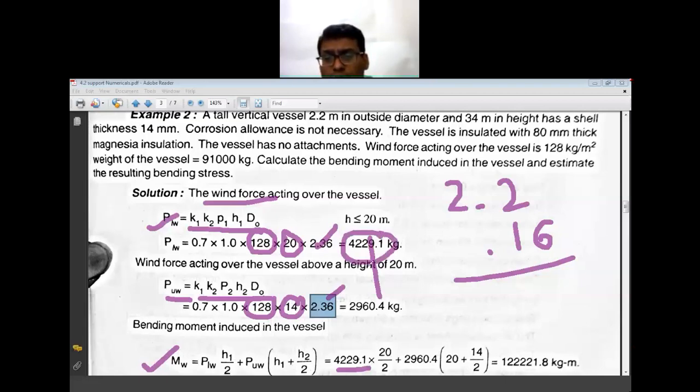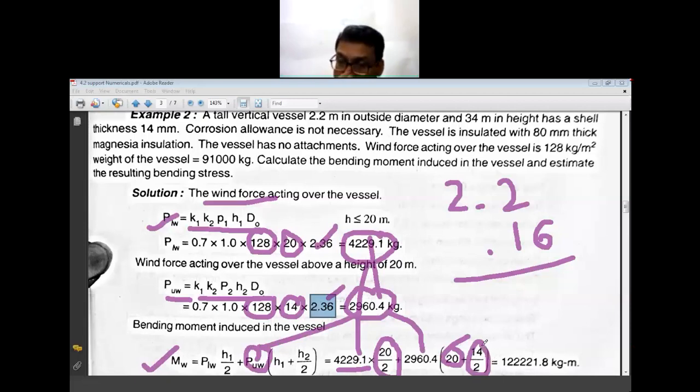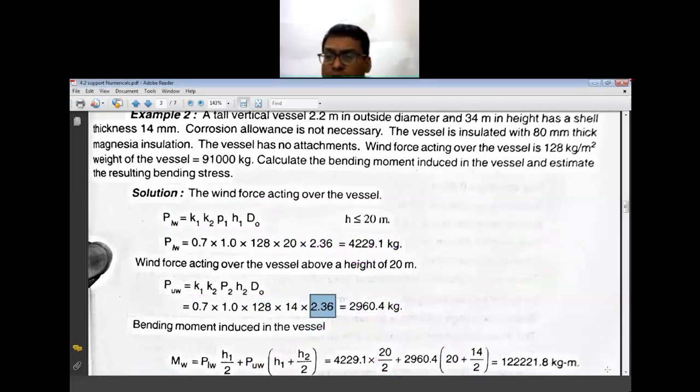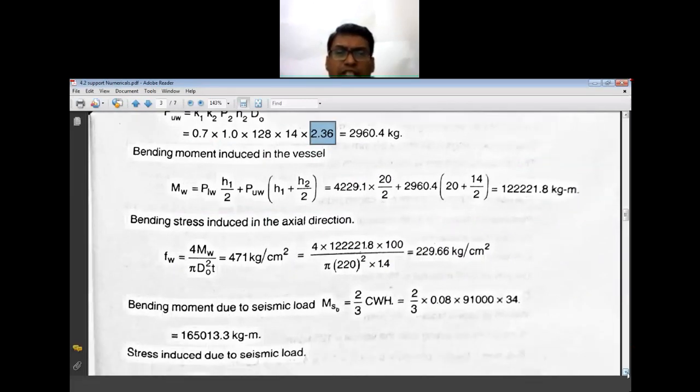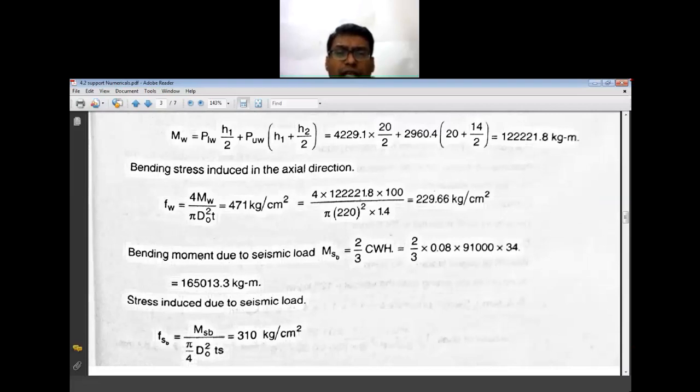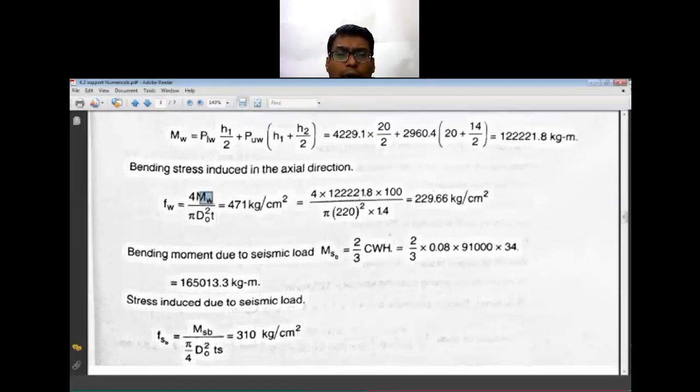Now the wind force, PLW, is equal to K1, K2, P1, H1 into the DO, and PUW is equal to K1, K2, P2, H2 into the DO. So here 128 again, that is same. Here also 128, that is same. Even though, instead of that, we can simply calculate 20 plus 14, that is nothing but the 34. That will give you the same result. Then at this stage, we have calculated it individually also.